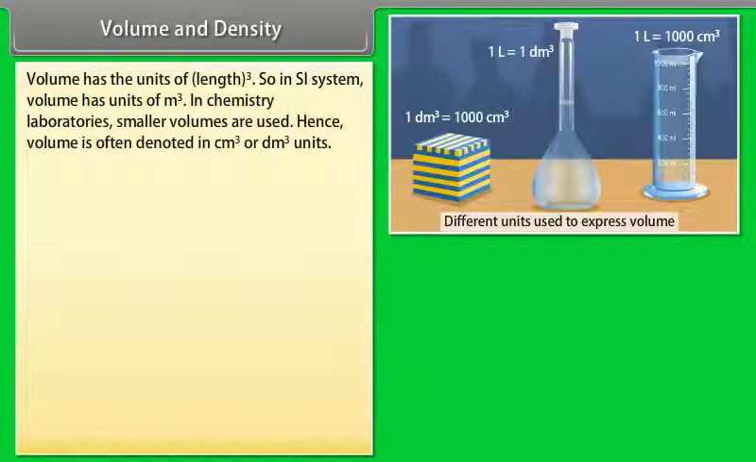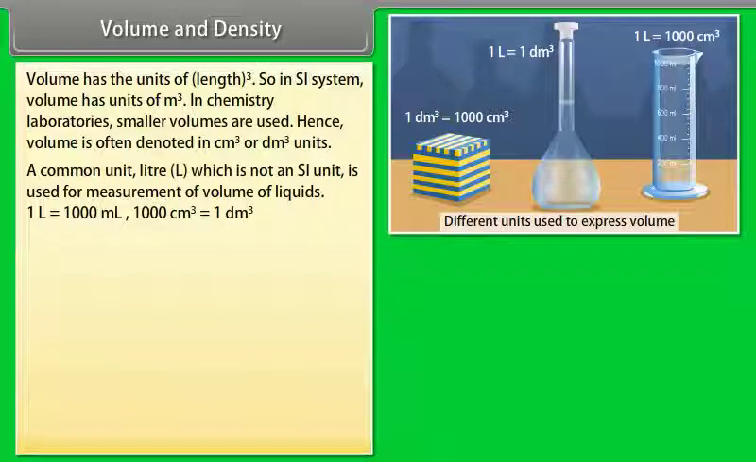Volume and density. Volume has the units of length raised to the power 3. So, in the SI system, volume has units of meter cube. In chemistry laboratories, smaller volumes are used. Hence, volume is often denoted in centimeter cube or decimeter cube units. A common unit, liter, L, which is not an SI unit, is used for measurement of volume of liquids. 1 liter is equal to 1000 milliliter.